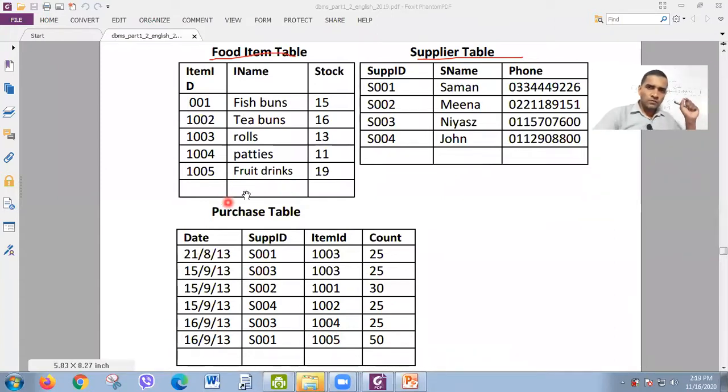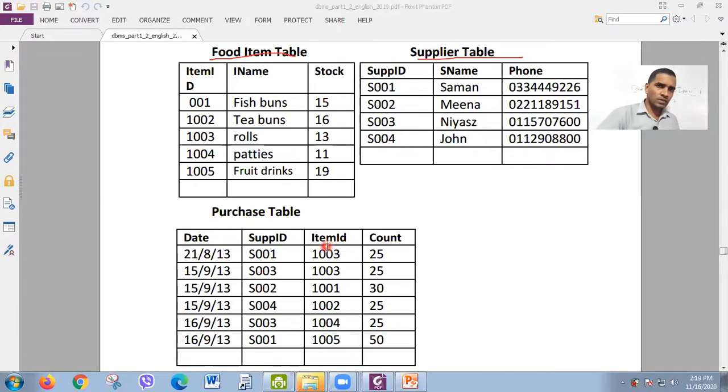So if you are asked to find the relationship or type of relationship between food item table and supplier table, don't be confused. Try checking those two tables. After checking those two tables, you realize that there is no common field. And now definitely you have to realize that it is many to many and check the third table. So now look here. This item ID is the primary key in food item table. That is also available in purchasing table. But this is not the primary key.